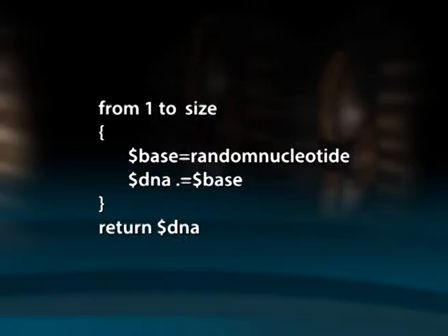When continuing the top-down design, we need to have some pseudocode for make random DNA. Subroutine: from 1 to size, $base equal to random nucleotide, $DNA concatenated equal to $base, and finally return $DNA. We already have defined a subroutine called random nucleotide in the previous session to select a nucleotide at random. Hence, that subroutine can be reused here. Now, we have completed the design and moving on to coding.